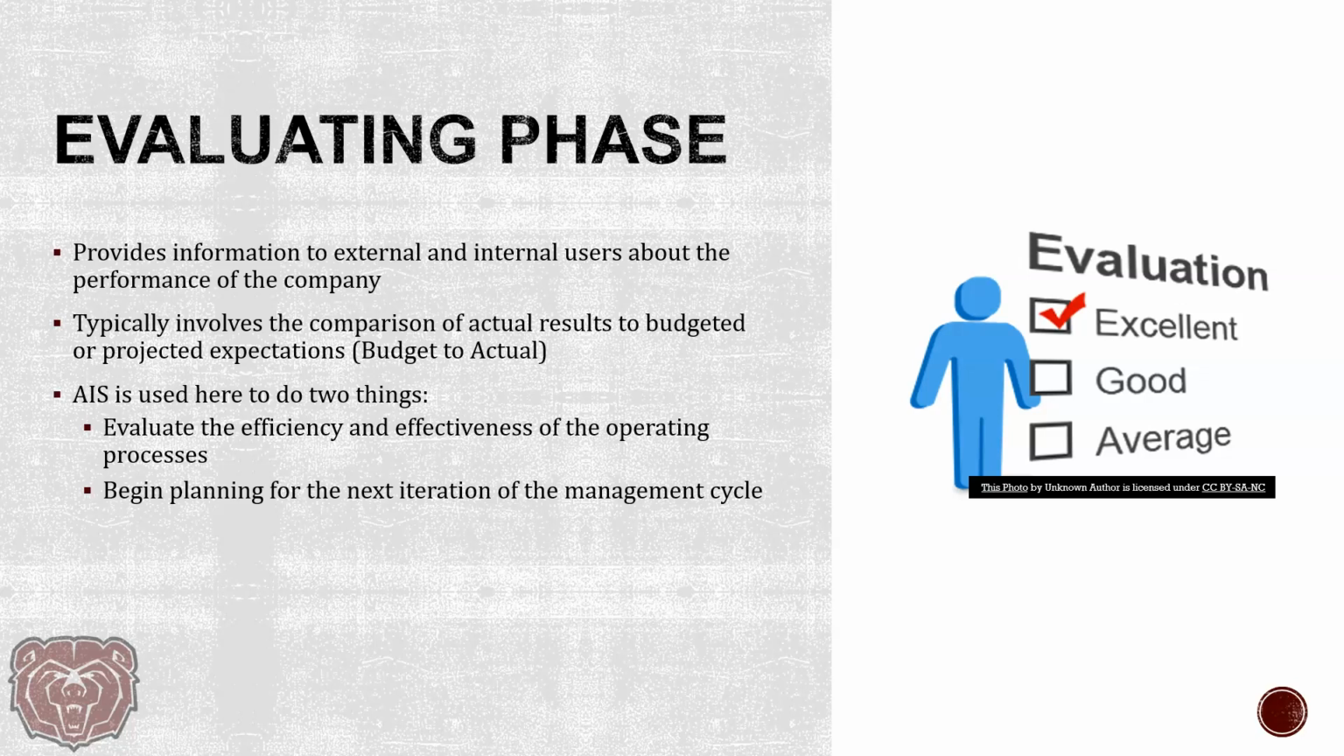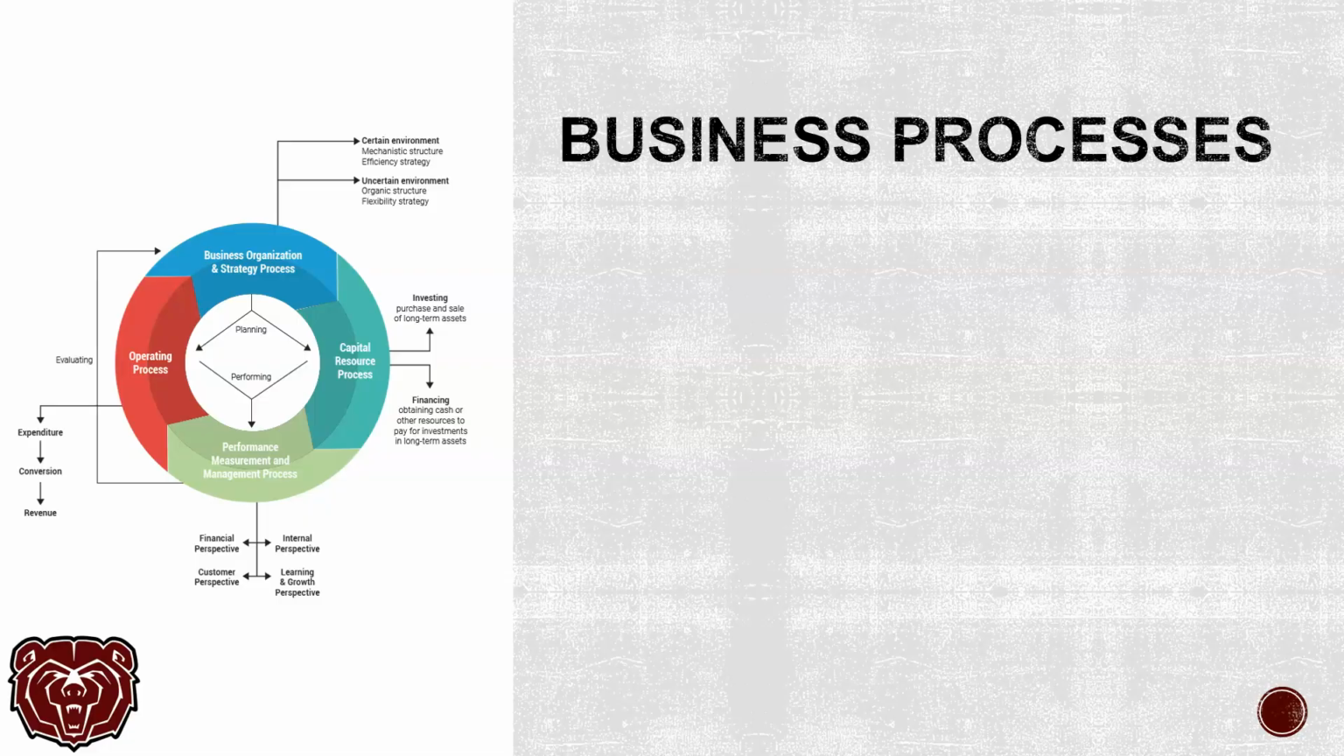For this, we use our AIS to do two things. One is to evaluate the efficiency and effectiveness of the operating process. Those of you that have been in management classes are very familiar with that term, efficiency and effectiveness. You know that they're two separate things, but they go together hand in hand. And then we'll also use those results and those reports to start planning for the next iteration of the management cycle. Remember, here we're in that one year or less than one year portion of that strategic plan.